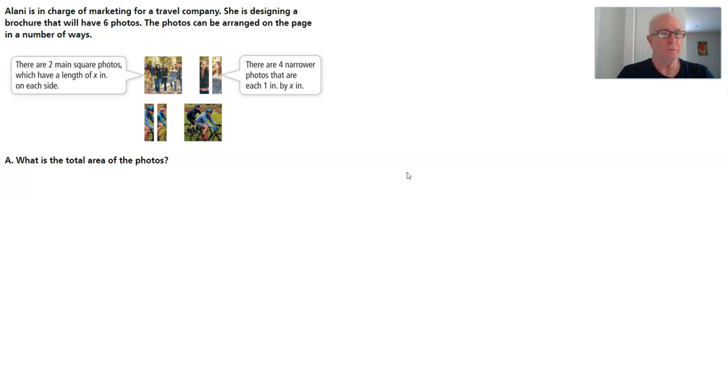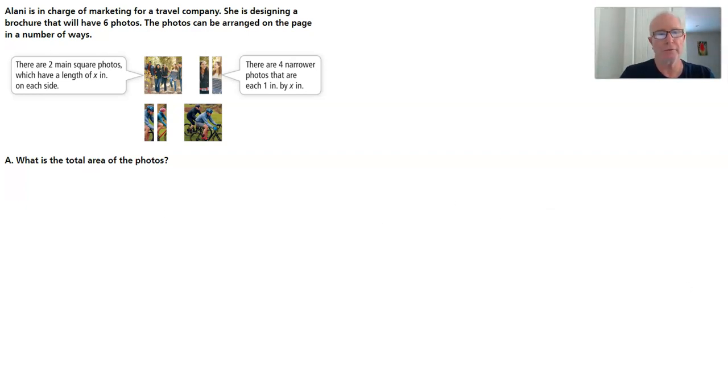Now, in this problem, we have Alani, who is in charge of marketing for a travel company. She's designing a brochure that will have 6 photos. So the photos can be arranged on a page in a different number of ways. Now, there's 2 square photos. Each of the square photos is x inches on each side. And then we have 4 smaller photos. Each of those is 1 inch by x inches. So here's the question. What's the total area of the photos?